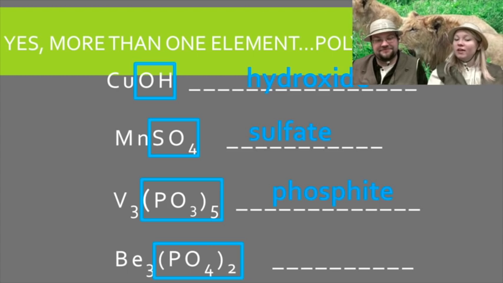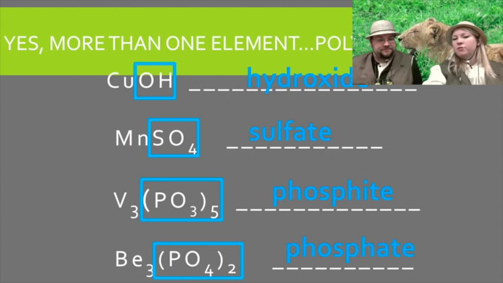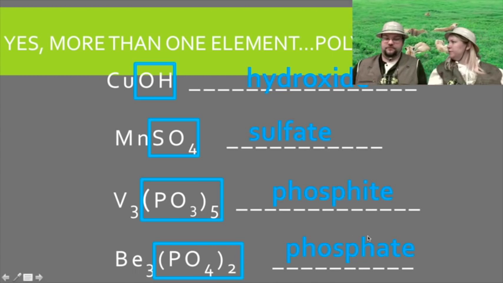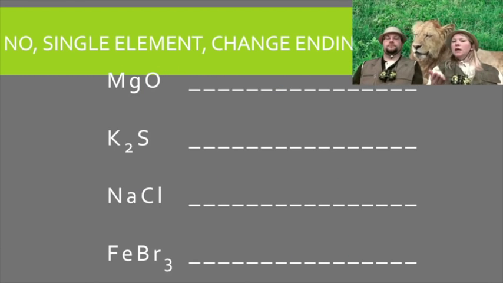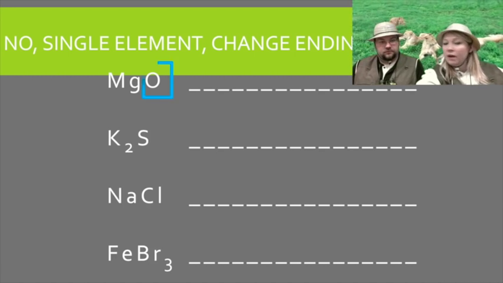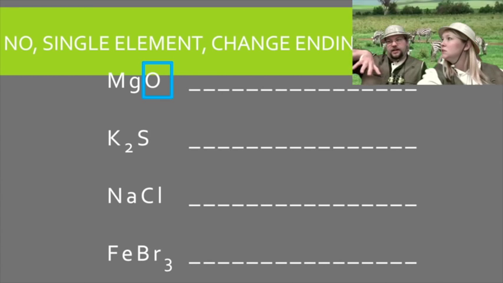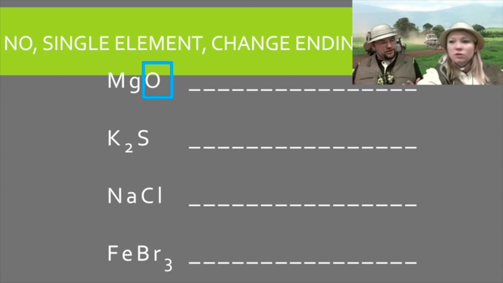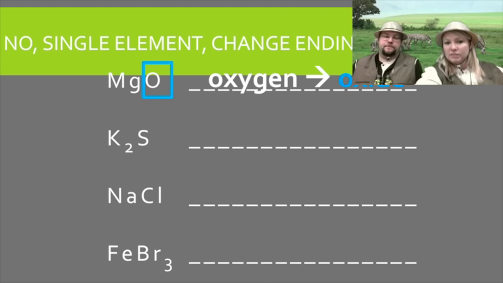So PO4 would be phosphate. It doesn't matter the numbers or the subscript outside the parentheses. We're simply writing the polyatomic. Write what we see. Now if it's just a single element after the metal, we have O, which is oxygen. So I cut off the ending and keep going until it sounds right. Oxygenide doesn't sound very good, so I go to oxide. So oxygen changes to oxide.